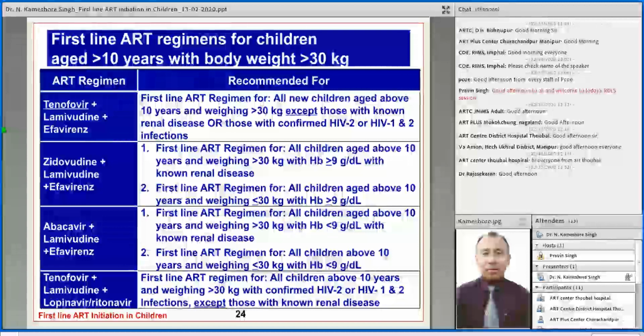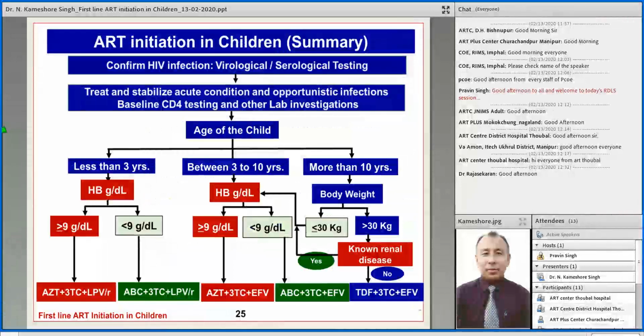Tenofovir, lamivudine along with lopinavir, ritonavir can be used in all children above 10 years and weight more than 10 kg, which is the criteria for using tenofovir, and with confirmed HIV-2 and HIV-1-2 infections, except those with renal disease. We can use tenofovir, lamivudine and lopinavir, ritonavir.